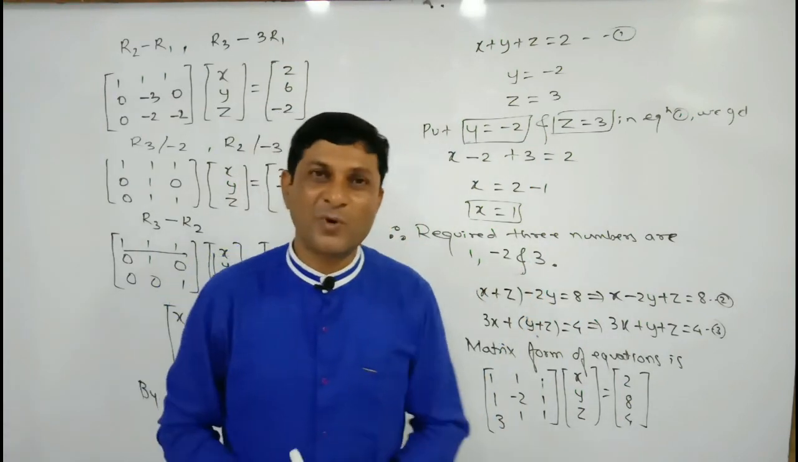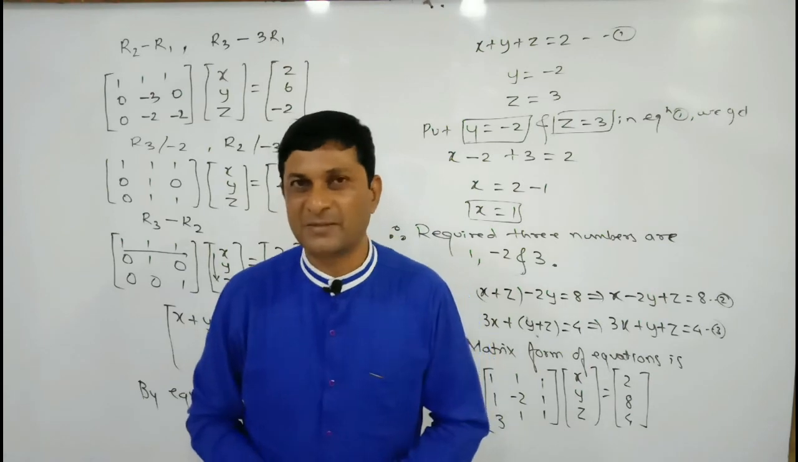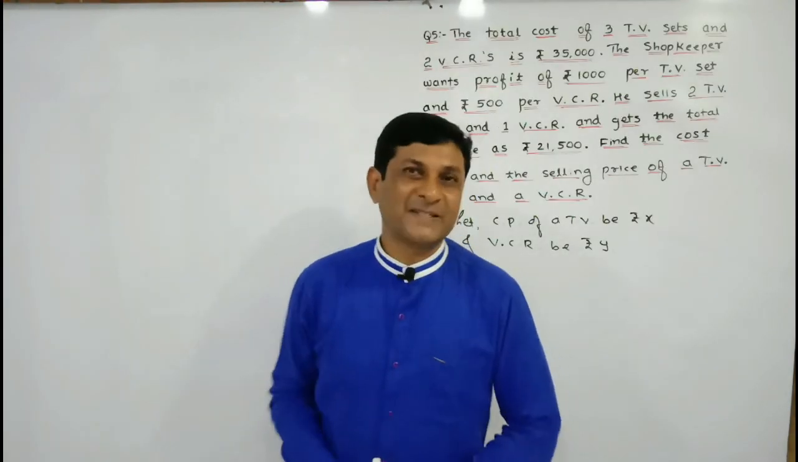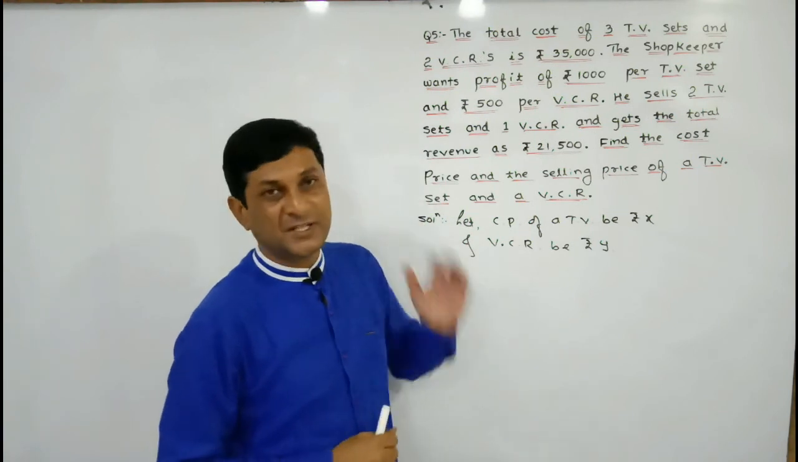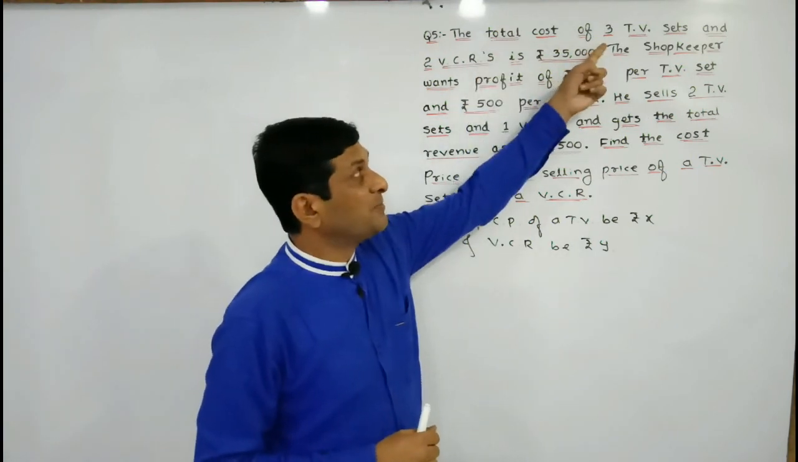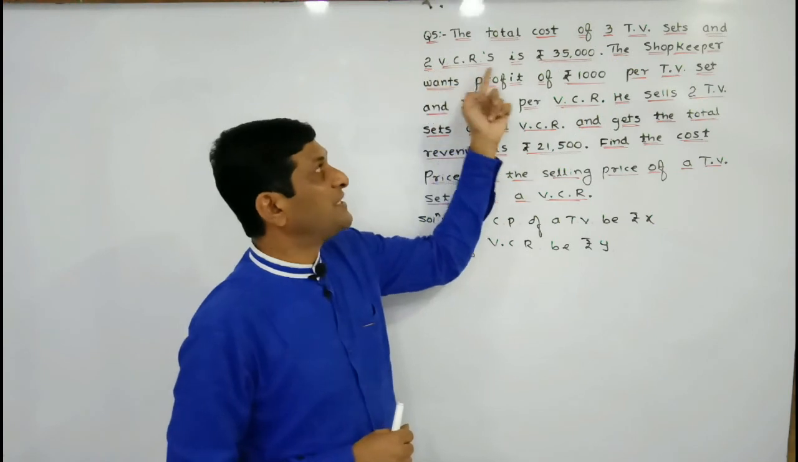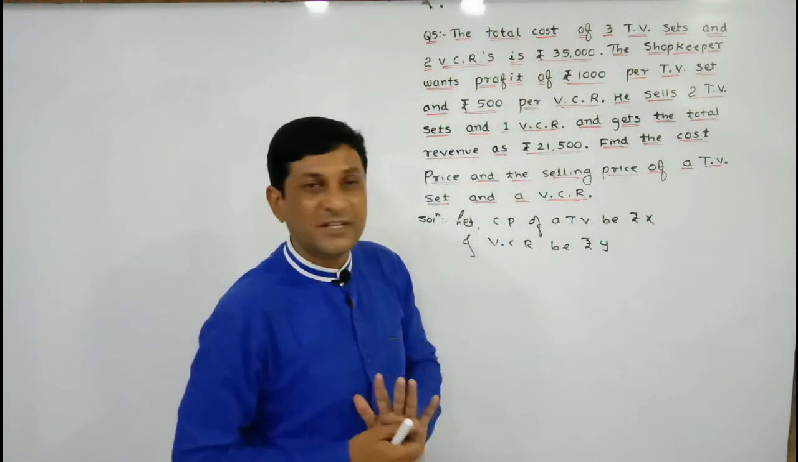In this way we have solved the example using matrices. Now let us try to solve the last example from this exercise, question number 5. Here observe the condition in the example. The total cost of 3 TV sets and 2 VCR is rupees 35,000. It is given to us.